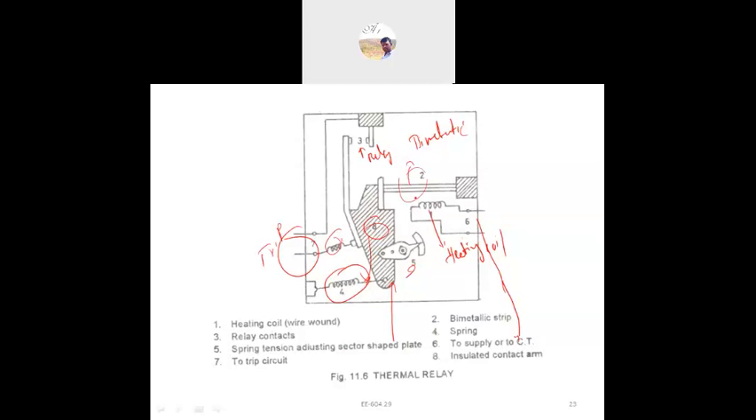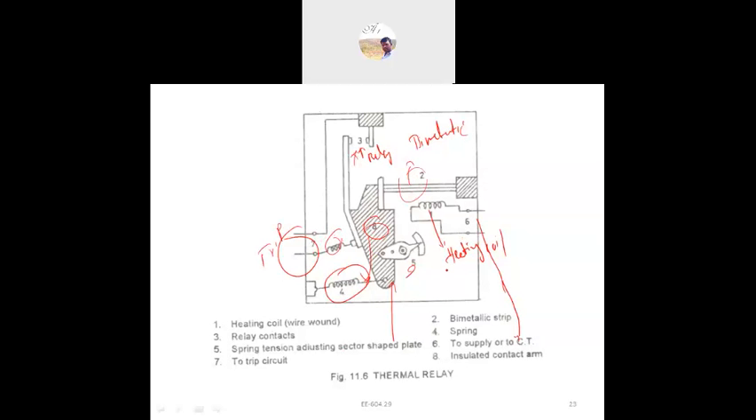Based upon the input, the relay contacts will be closed, and at that time the signal is given to the trip circuit. This is the working of the thermal relay. If a fault occurs, the bimetals will expand, which gives the signal to the trip circuit, then the plunger will be moved, and the trip circuit opens the circuit.